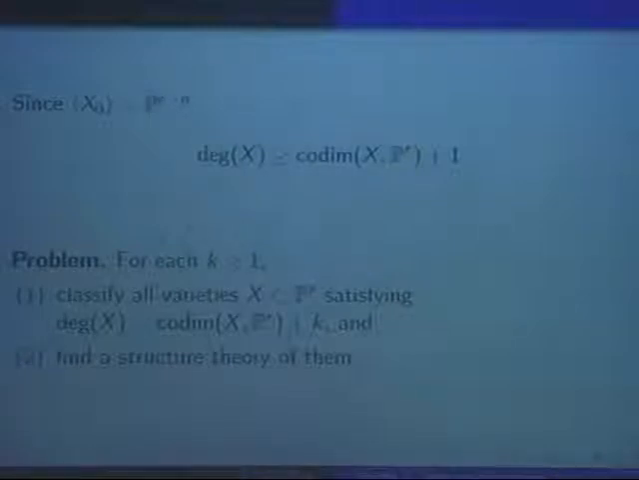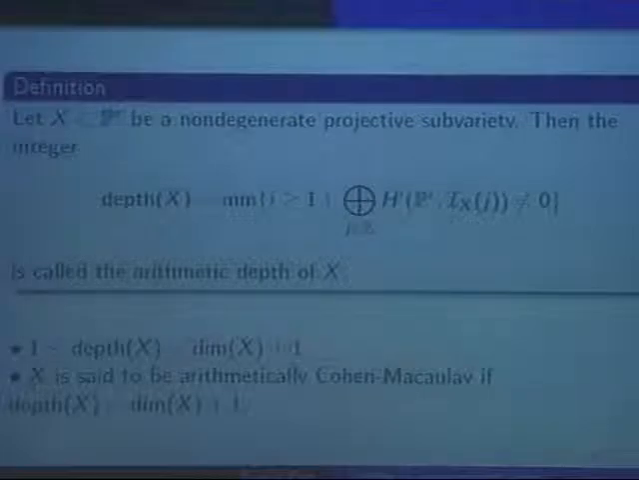Today, among several structure theories of projective varieties, I focus on the arithmetic depth of projective varieties. Let me first recall the definition. Again, let X be a non-degenerate projective variety. Then the depth of X is defined as the smallest positive integer i such that this cohomology group does not vanish. This integer is called the arithmetic depth of X.